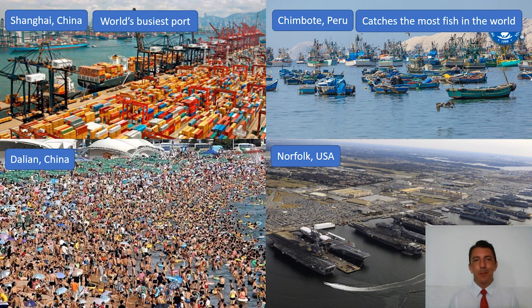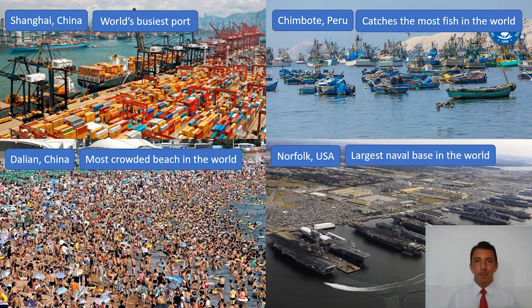Dalian in China. Well, you can see from the picture, I'm sure you can guess, this is the world's most crowded beach. During the summer, up to 40,000 people visit this beach each day. And the last one, Norfolk, Virginia. This is the world's largest naval base. So this has the biggest navy in the world. So these are 4 examples of different ways humans use our coast.